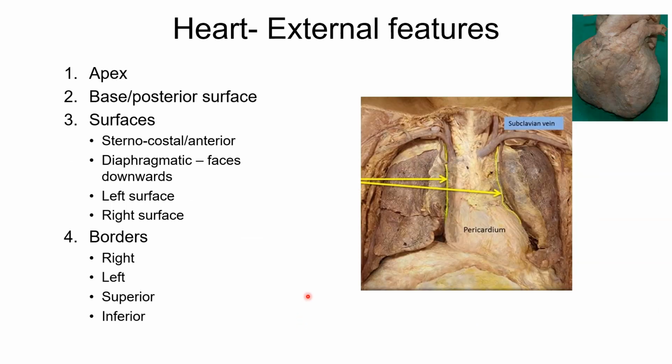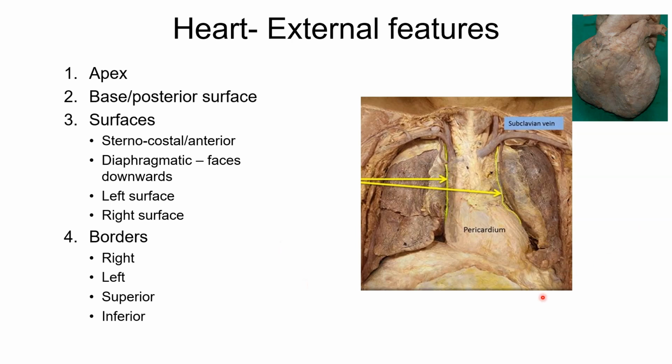Coming to the various external features that can be discussed under the following headings: the apex, base or posterior surface, and the various surfaces of the heart and borders of the heart. Among the surfaces, we will be discussing the sterno-costal surface, the diaphragmatic surface, the left surface, and the right surface. Coming to the borders, there are the right border, left border, superior border and inferior border.